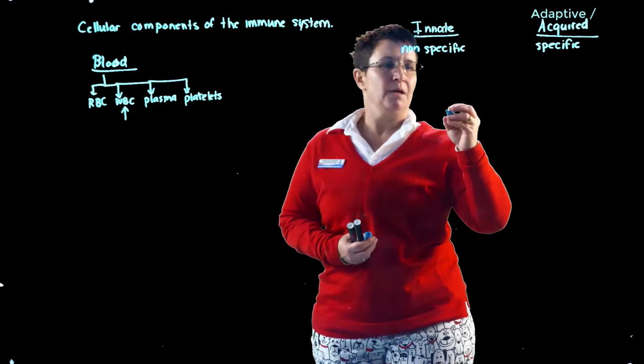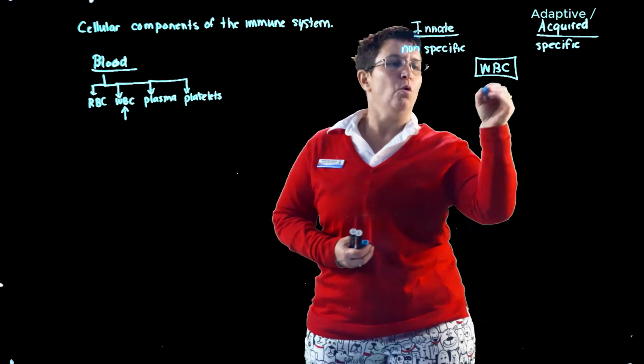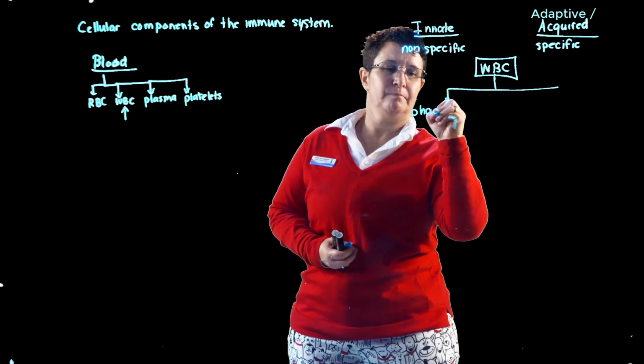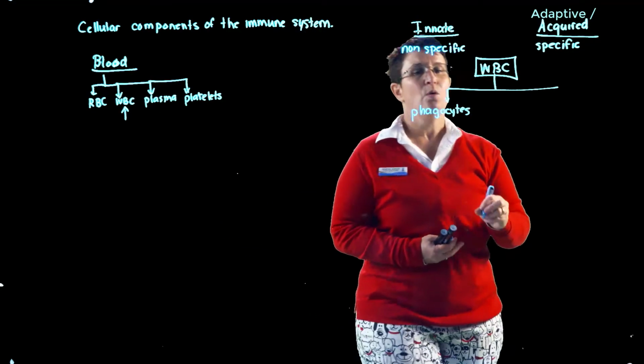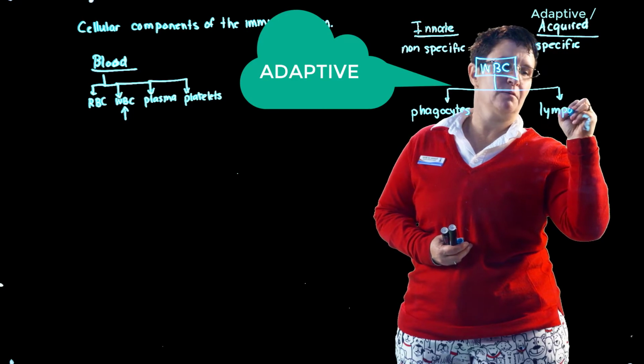The innate system, if we're going to break it down, we start with our white blood cells, and all of the groups that become phagocytes are in the innate system. Whereas in the acquired system for immunity, we look at the lymphocytes.